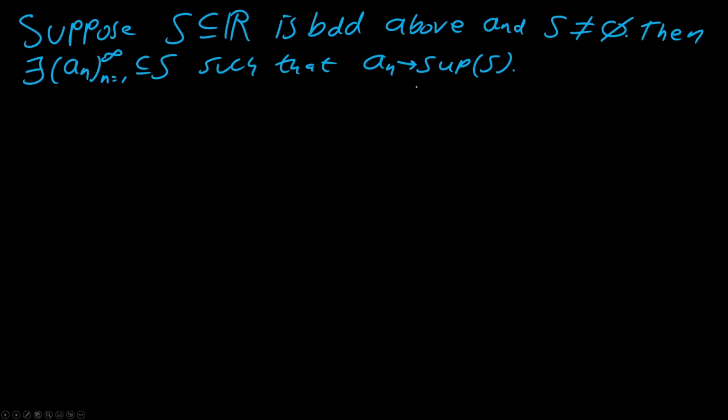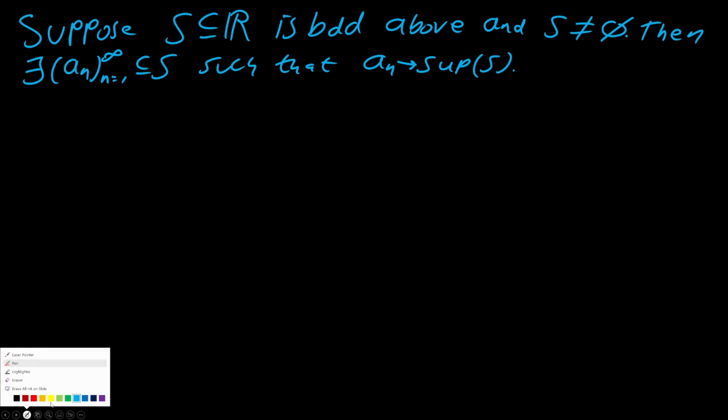Okay, this is one of the propositions in the book. If big S is a subset of the real numbers and it's bounded above, and it's not the empty set, then there's a sequence contained in S such that a_n approaches the supremum of S. Now this is really easy. If S contains its supremum, you can just do the constant sequence of the supremum, and then the supremum, and then the supremum, just a constant sequence, and that approaches the supremum. But if it doesn't, it's a different story.